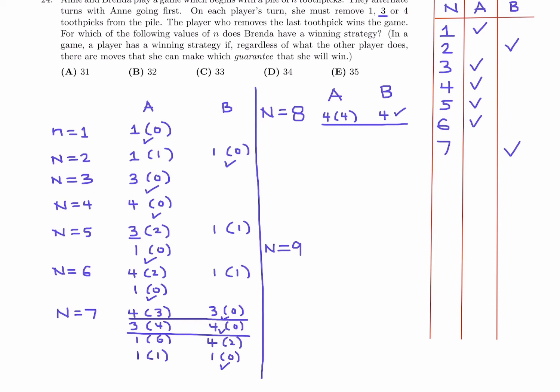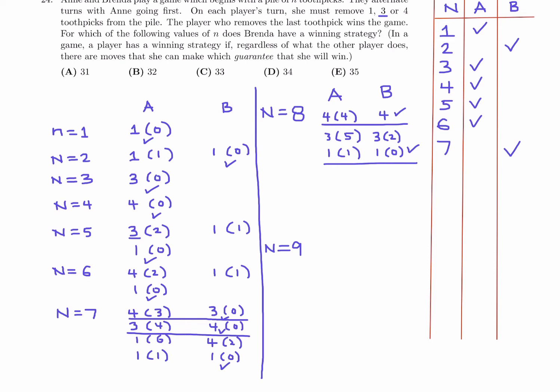If Ann removes only 3, there's 5 left. Then Brenda can remove 3, and that leaves 2. Then Ann can just remove 1. That's the only choice she has. That leaves 1. And Brenda removes that and wins. So it looks like so far Brenda is going to win. But Ann is smart. She's going to try to choose a strategy to make Brenda lose when n equals 8.